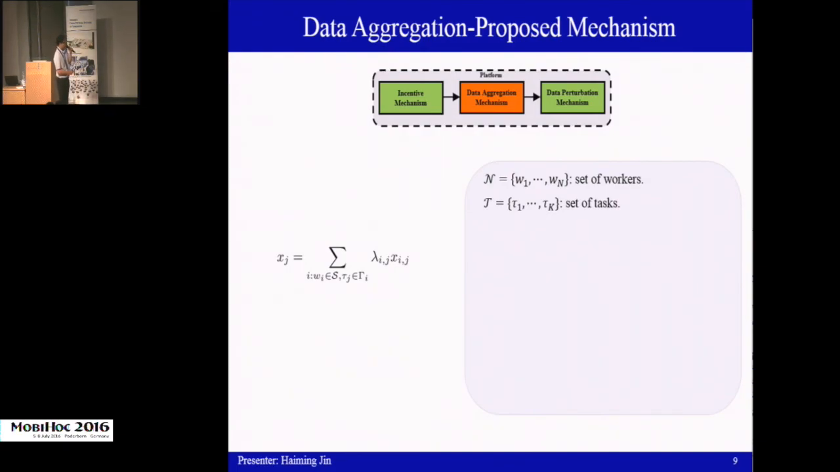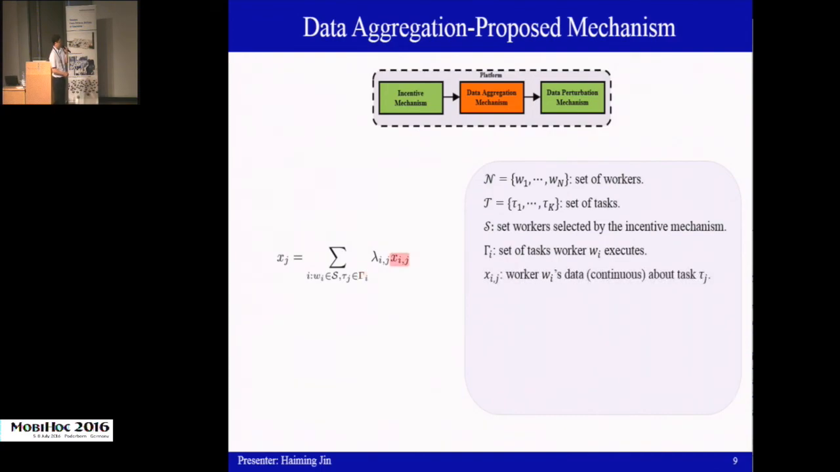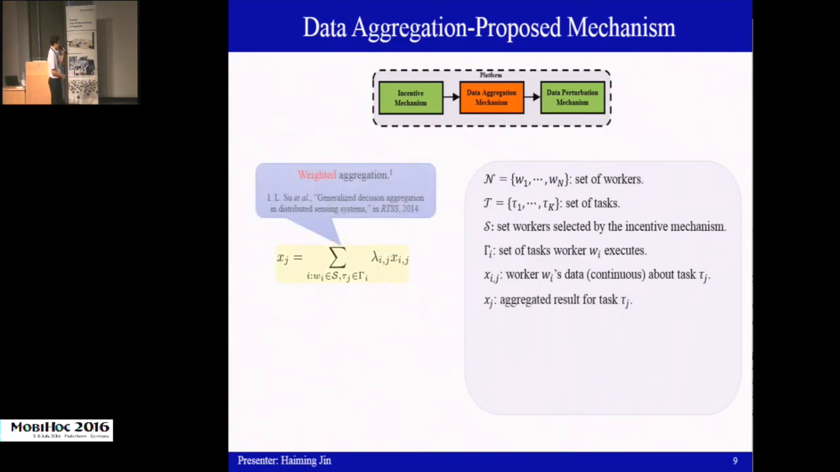We'll assume that there is a set of workers in the system and the platform holds a set of tasks. We use S to denote the set of workers selected by the incentive mechanism, and we use gamma i to denote the set of tasks that worker w_i executes. We use x_ij to denote worker w_i's data about task tau_j, which is assumed to be continuous in our case, and we use x_j to denote the aggregated result for task tau_j.